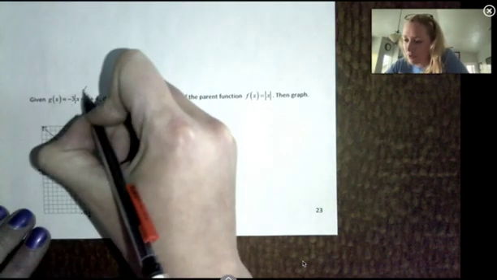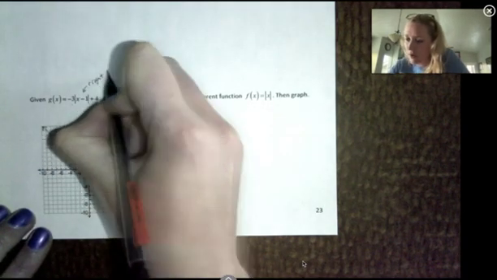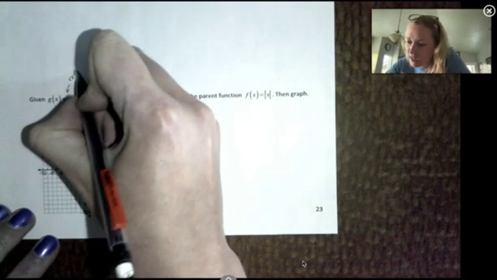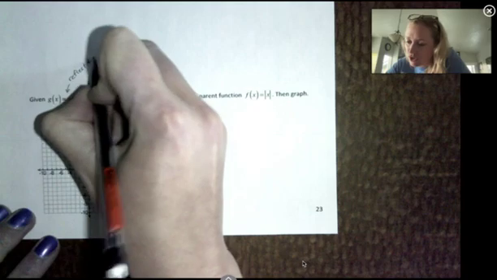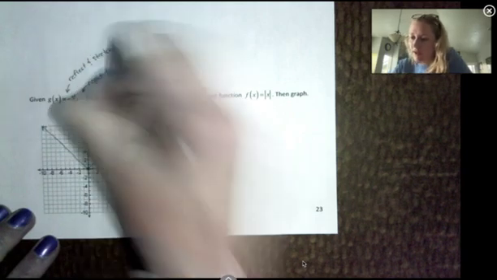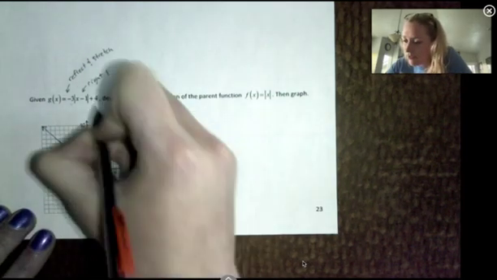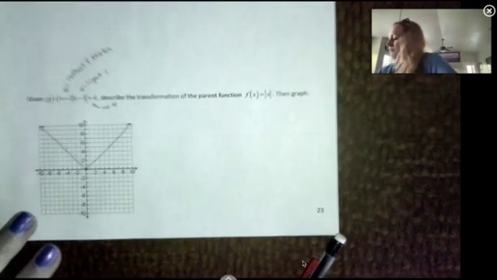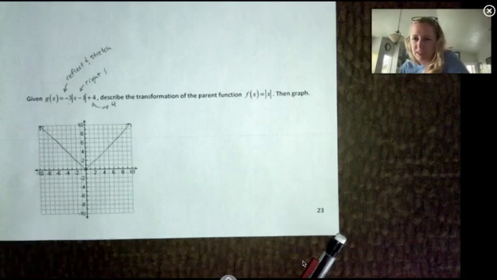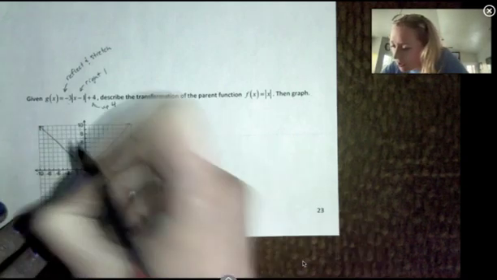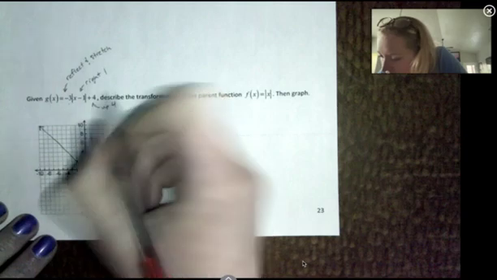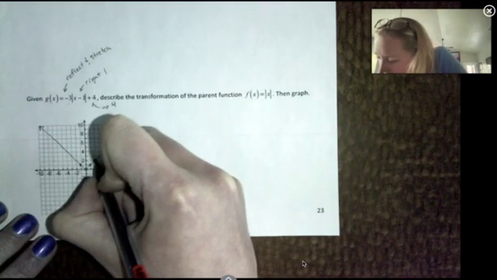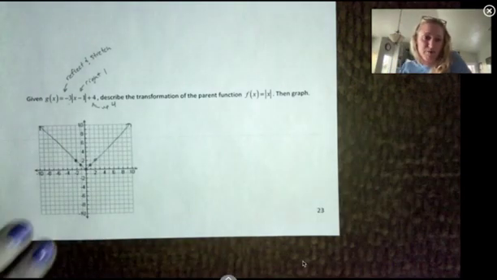So this one, we're going to move right 1. This is going to reflect and stretch by a factor of 3. And then this is going to move up 4. So I am going to pick 3 specific points to kind of help us with this. So I'm going to do 1, 1, -1, 1, and maybe let's try one more. Let's do 2, 2, and -2, 2. So really I have 5 points there, okay?